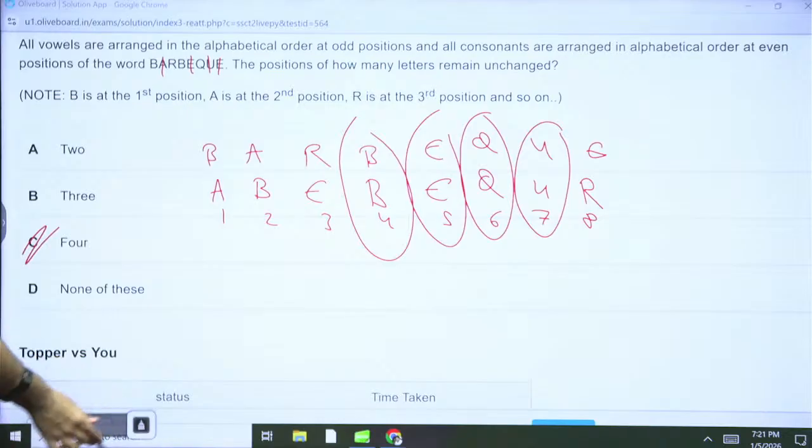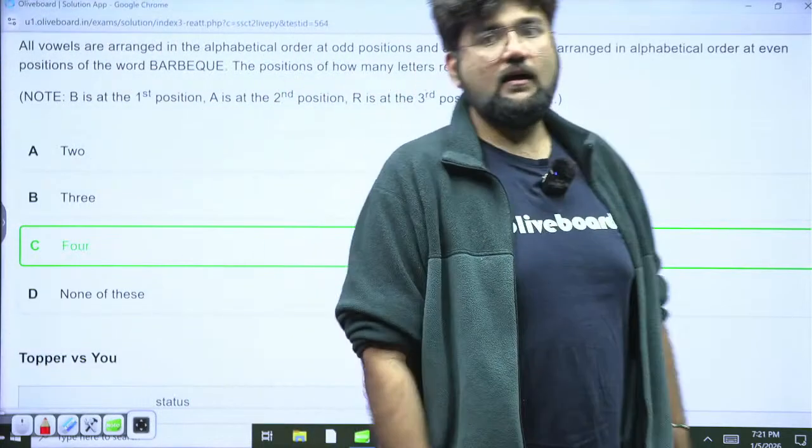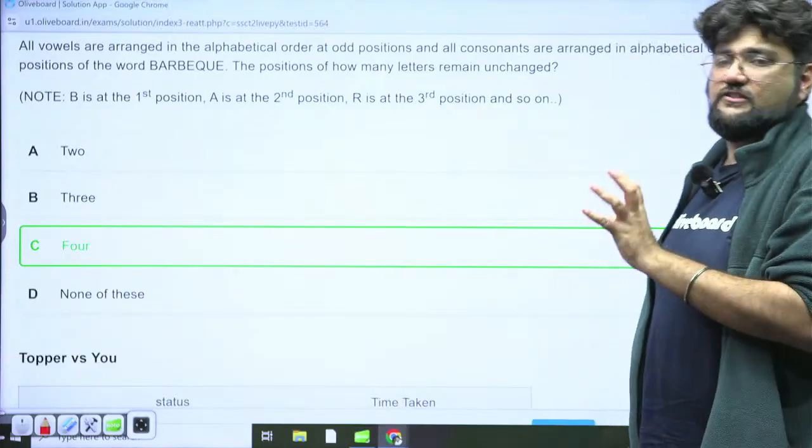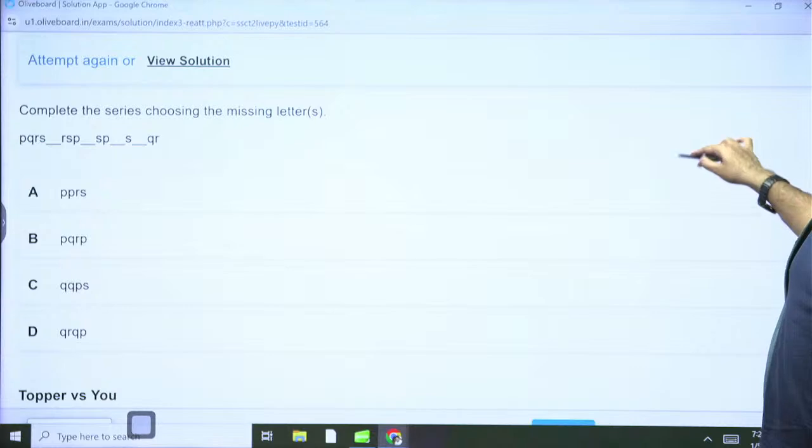Cool. Just understanding the question is important here. 90 seconds is too much. You have to have a strategy. 1.5 minutes for this question is not worth it.